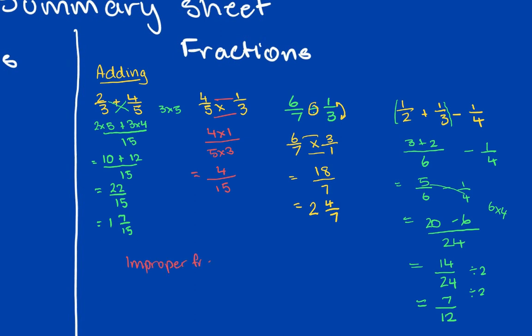And one last thing that I don't think you'll need this for the test, but we've done a bit of it, so let's pop it on our sheet anyway, just in case. Changing improper fractions. So we've got 1 4/9, we do 1 times 9 plus 4, and we get 13 over 9.